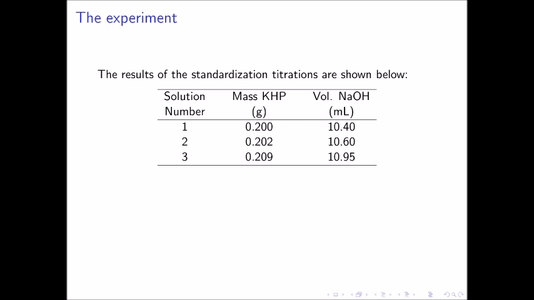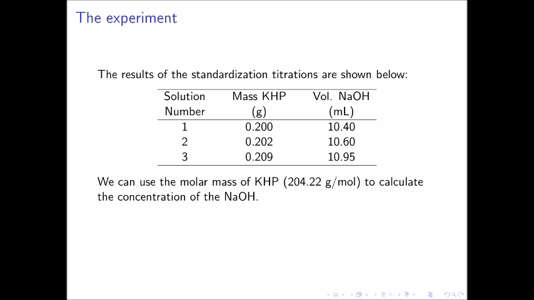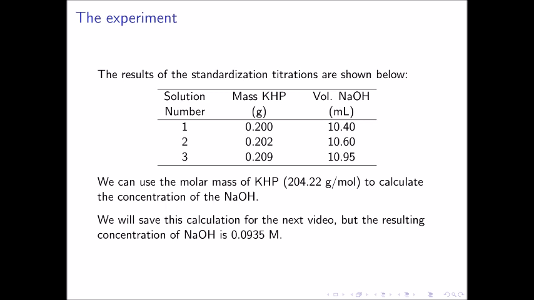The tables show the data from the standardization titrations. The middle column indicates the mass of KHP that was titrated in each run. The third column indicates the volume of sodium hydroxide required to reach the endpoint. For each run, we can use the molar mass of KHP, 204.22 grams per mole, to calculate the concentration of sodium hydroxide. We will then average the concentration for all 3 runs. This calculation will be shown in detail in the next video, but the concentration for the sodium hydroxide in this experiment was found to be 0.0935 molar.